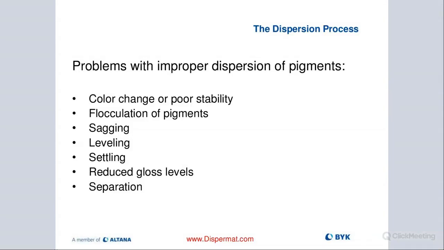Okay, if we don't do a good job dispersing, we should have some issues, right? So we have maybe a color shift, or poor stability of our mill base. We could see flocculation of pigments, which is usually resolved with using the right type of additives, where our sister company, BYK USA, can support with that. Sagging, leveling, settling, or reduced gloss level and separation are some of the other problems that occur if we don't do a good job dispersing and milling.